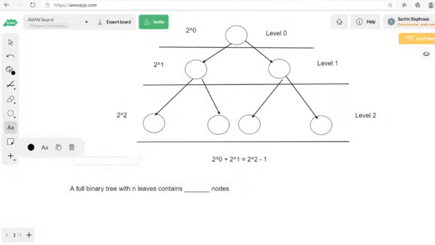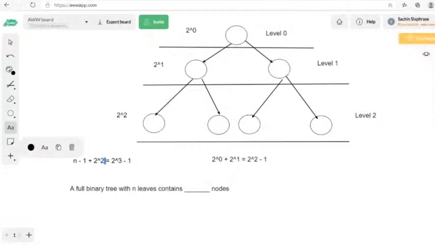So can we take 2 power 2 is equal to n? Because 2 power 2 is the count of leaf nodes, right? That count of leaf nodes, we will take as n. So 2 power 2 is equal to n. And the other 2 power 2 there also we are going to take as equal to n.